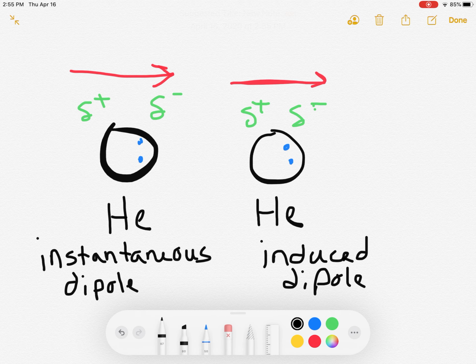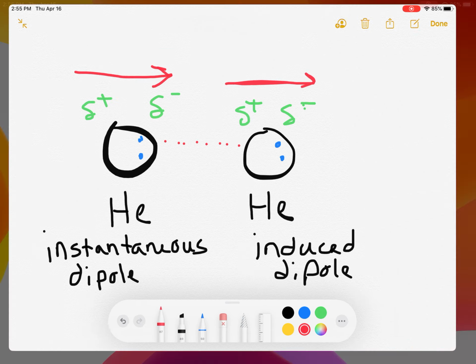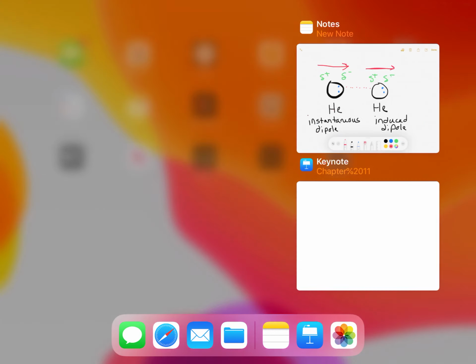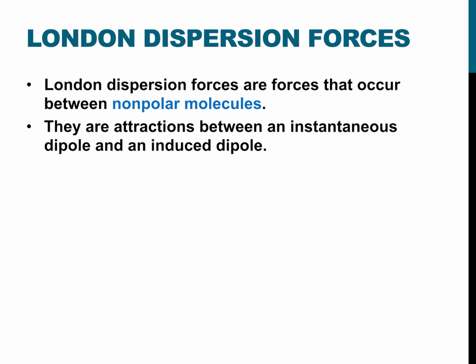So the instantaneous dipole causes the induced dipole, and now the attraction takes place between the partial negative and the partial positive. So right here, that's where the London dispersion force would take place. So again, if I had another helium atom come in, we could have this happen again. Because anytime we're talking about forces and these atoms, we're talking about having many of these atoms or molecules.